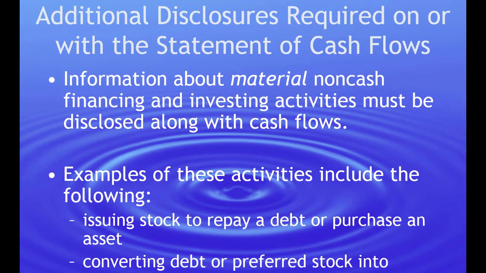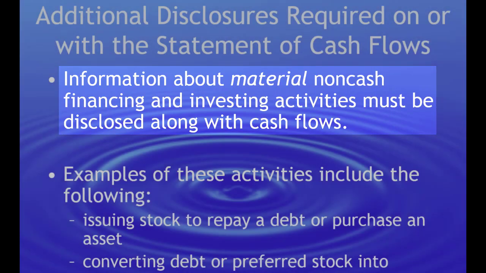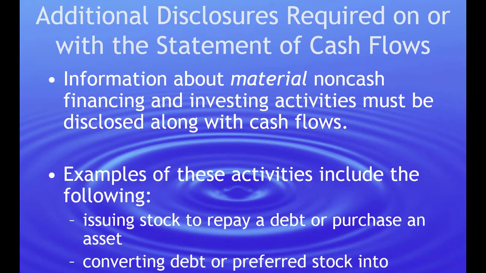In addition to the information that we provide on our statement of cash flows about operating, investing, and financing activities, the rules also require that we include any significant or material non-cash financing and investing activities on our statement of cash flows or in the footnotes associated with the statement of cash flows. So FASB really wants the statement of cash flows to include information about all material decisions and transactions that occurred during the fiscal period. So because of that, they're going to make us show both the cash and non-cash items as part of our statement of cash flows.